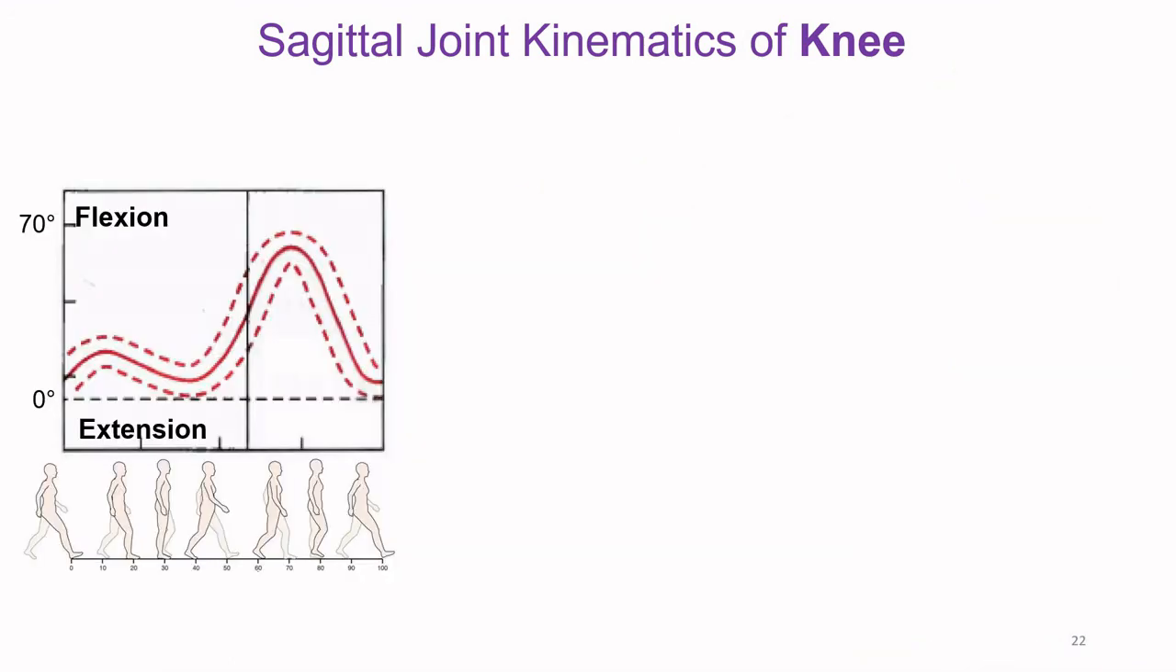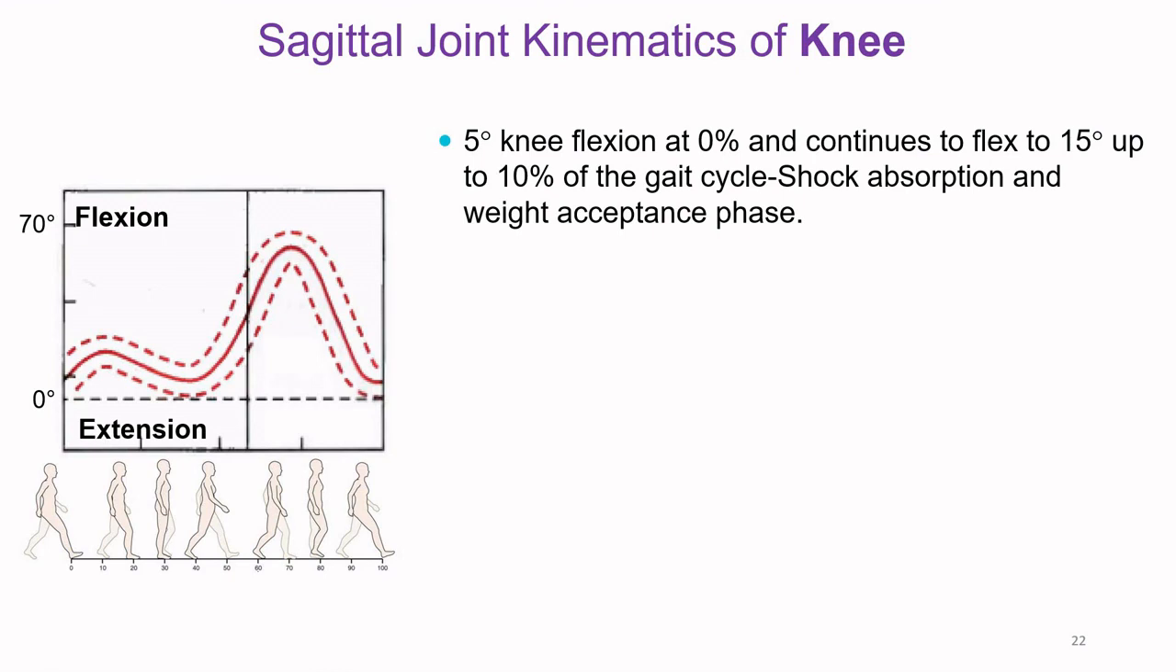Let's summarize some of the things we should notice when we're looking at the sagittal kinematics of the knee. There's approximately 5 degrees of flexion at 0% of the gait cycle. This increases up to about 15 degrees as the knee flexes slightly, playing the role of a shock absorber and facilitating the accepting of the weight of the body in this initial phase of the gait cycle. The knee then extends, reaching full extension around heel off at around the 40% point of the gait cycle.